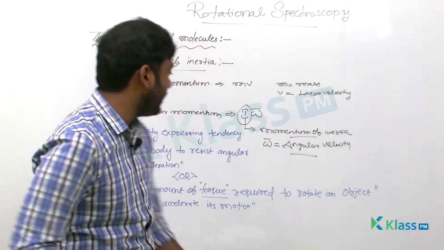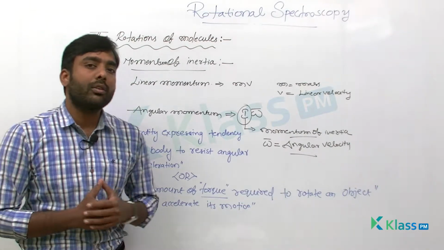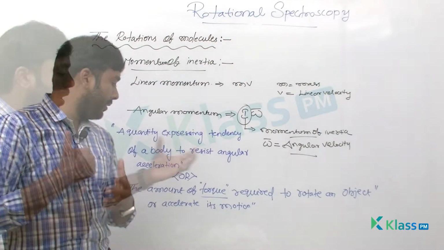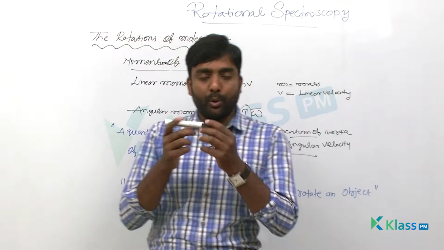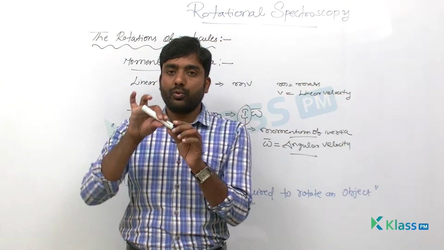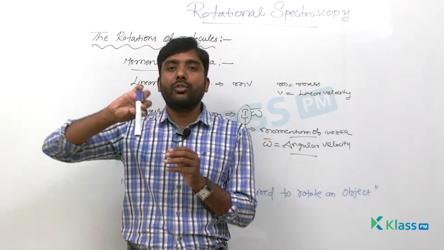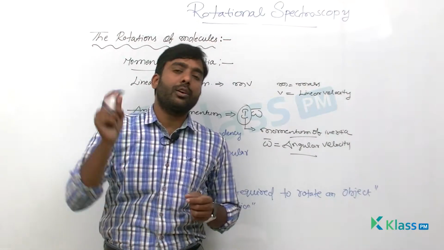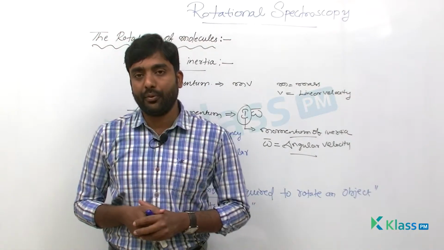The first definition is that it is a quantity expressing the tendency of a body to resist angular acceleration, and the other way you can define it is the amount of torque required to rotate a body or an object or accelerate its motion. Once again, in simple terms: I want to put this body in rotation. This particular body gives some resistance force to avoid this rotation. That is called moment of inertia. Or, if I want to put this under rotation, how much force should I give? That is called moment of inertia. Either way you can define it.